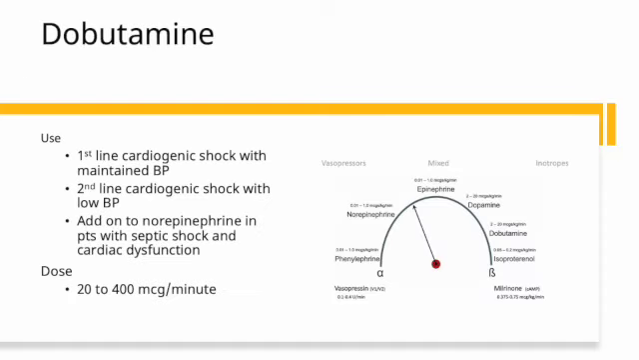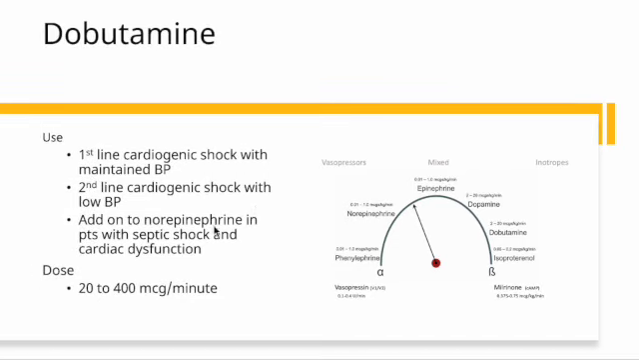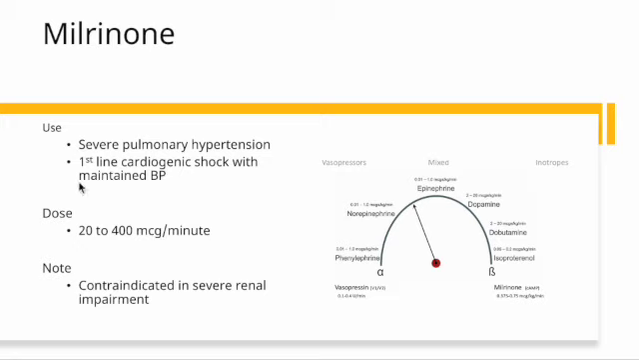Dobutamine. So dobutamine is the first-line vasoactive medication in patients with cardiogenic shock and a maintained blood pressure. And second line in cardiogenic shock with low blood pressure after norepinephrine, and is a pure beta agonist. In patients with septic shock who are already on norepinephrine, if there's any concern for cardiac dysfunction, dobutamine can be added on.